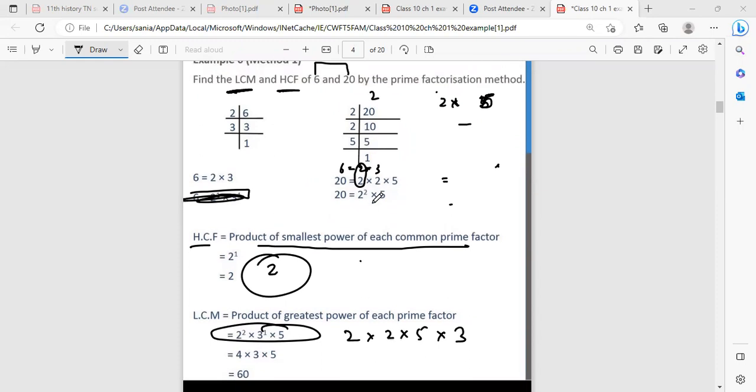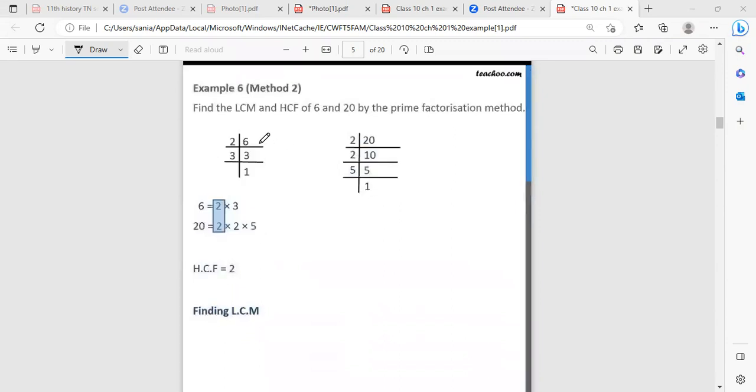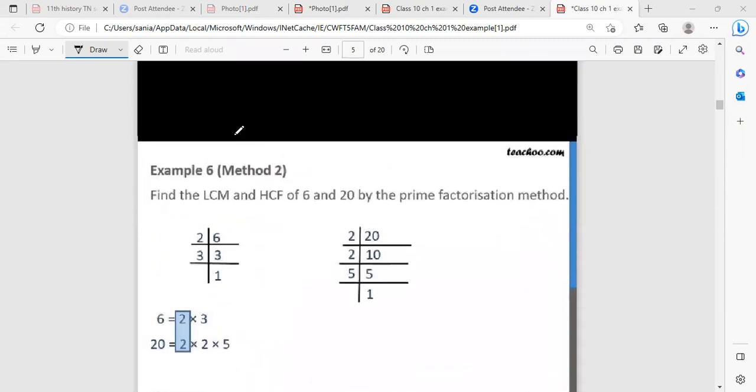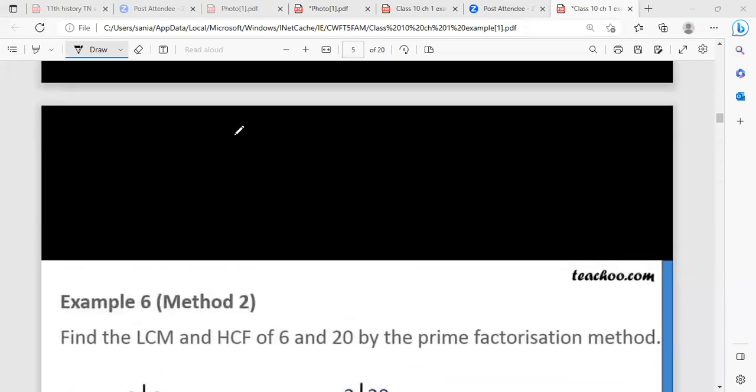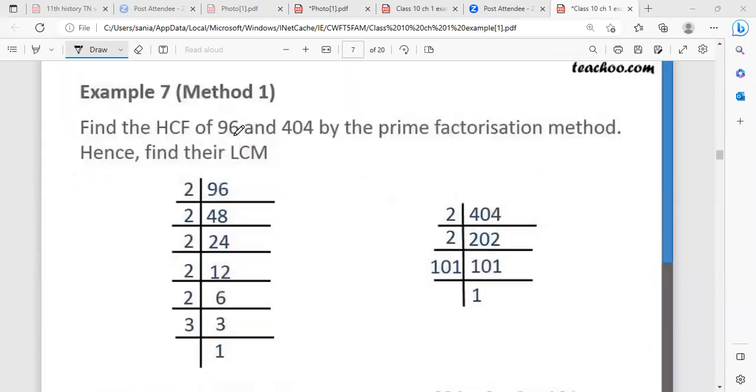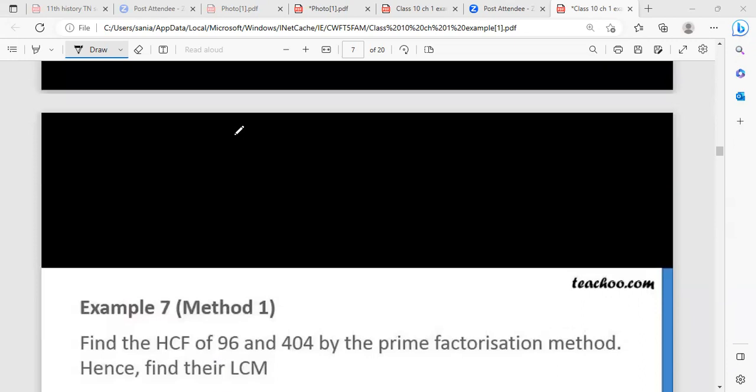Okay. Now coming to the next one, right? So over here, simply you have to find the LCM and HCF. Now I think for these two, 6 and 20, this is the same method, right? Okay. Now this one. It will be a long one, but I think you can do it. Yes? Yes, yes. 96 and 404.